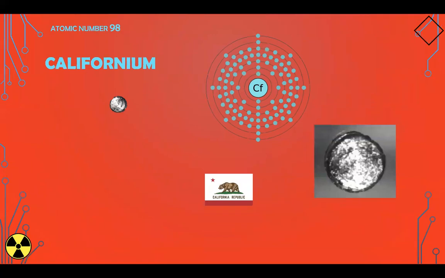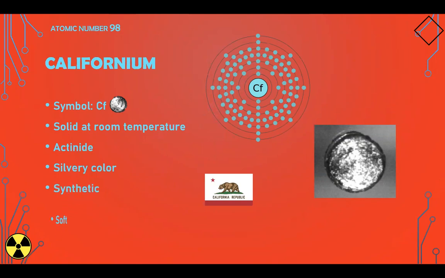Californium, named after, of course, California. Coming with the symbol of Cf, with its state being a solid at room temperature, it's an actinide. Californium has a silvery color, and it is synthetic as well as soft and radioactive. Californium is used in some metal detectors and a few other uses. And yeah, I'm talking like a game show host now.